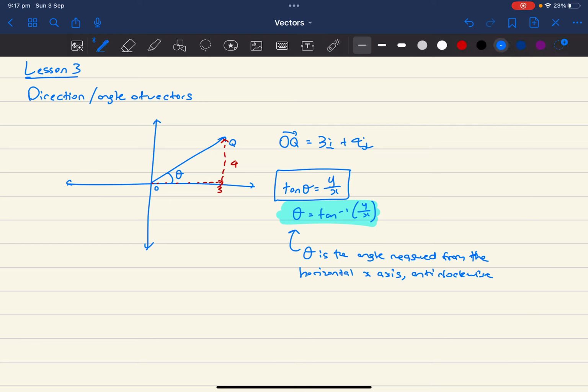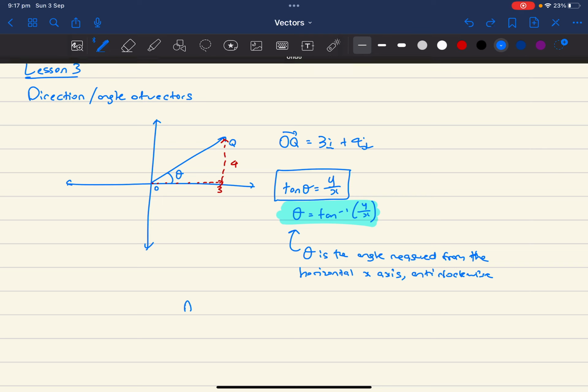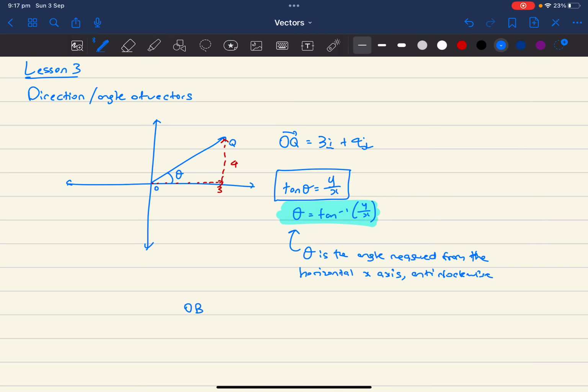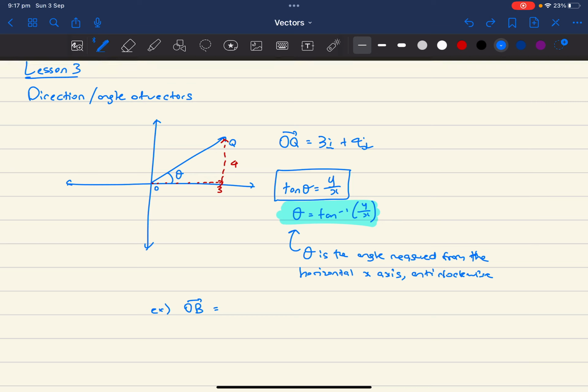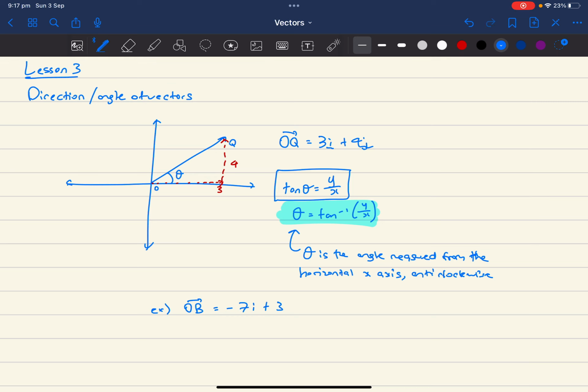I'll give a fairly quick example. Let's say I have a vector OB, an example question, and this is negative 7i plus 3j, right? And find what the theta is. Maybe we should highlight this: direction and angle of vectors.